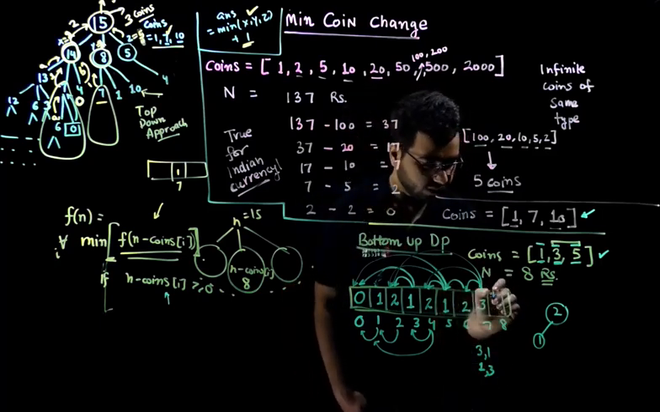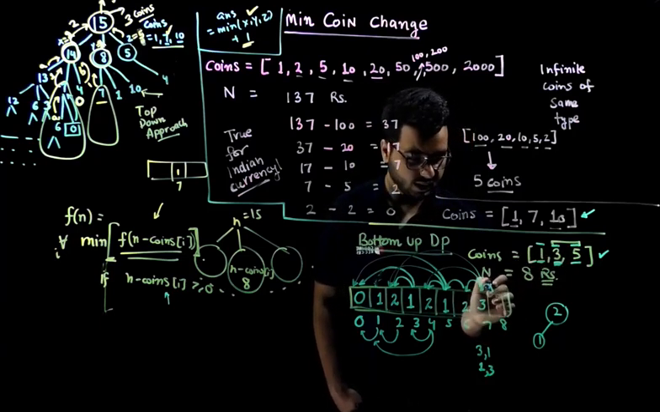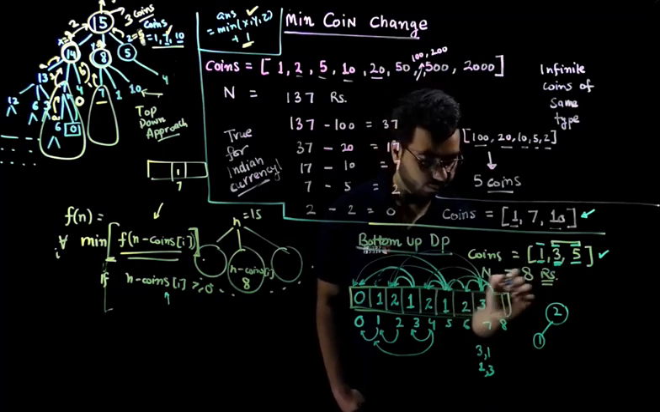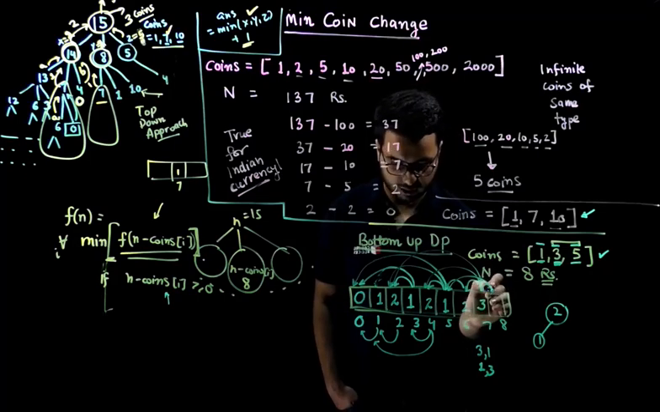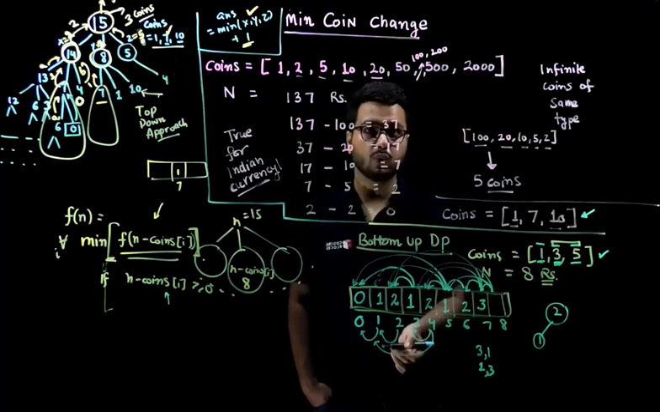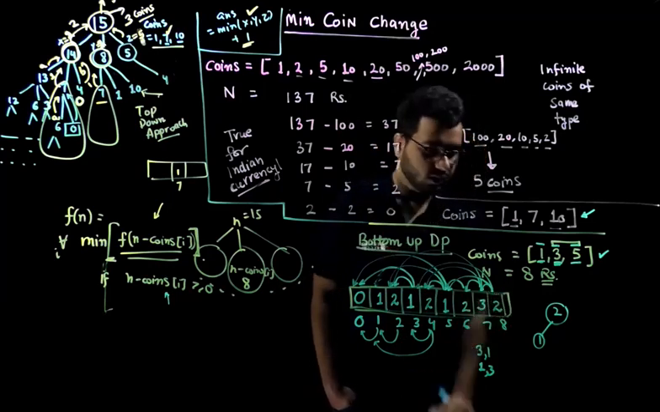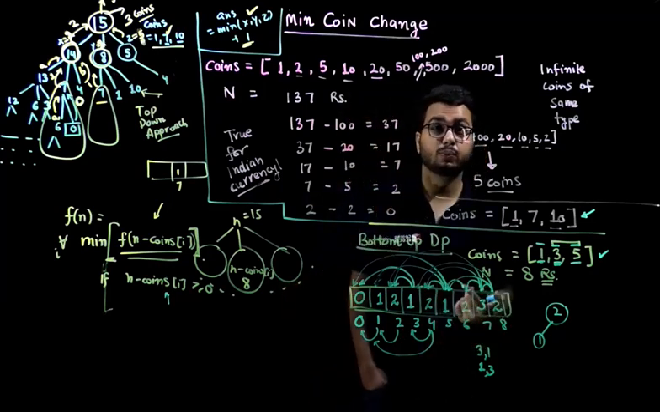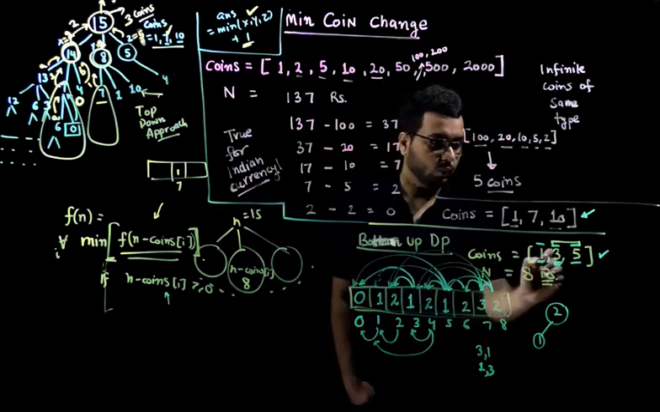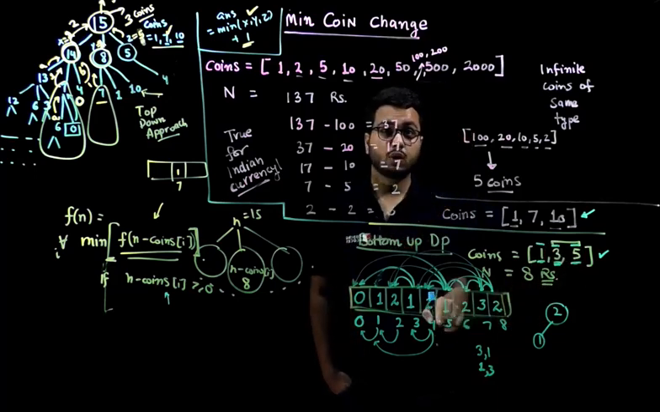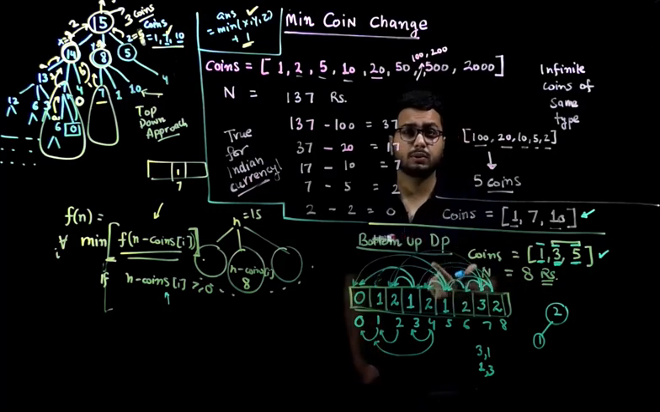And for 8, I can pick 1, I can go to 7, I can pick 3, I can go to 5, and I can pick 5, I can go to 8 minus 5, which is 3. So here the answer is 1, and I can see the minimum is 1, so this is going to be 2. So in order to make a change for 8 rupees, we need exactly 2 coins, which is 3 and 5. So this is what the bottom up DP is going to do, and let's talk a bit about time complexity of this.